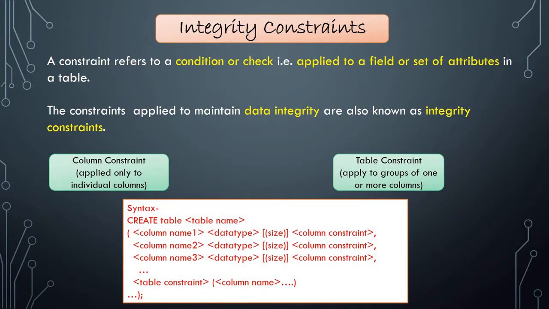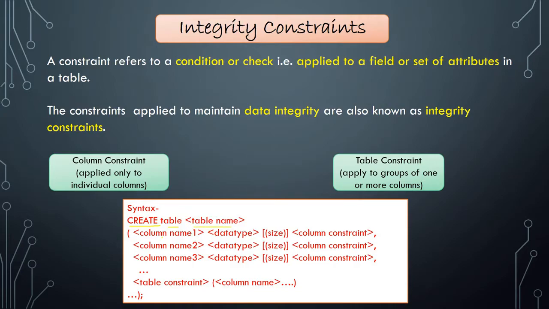So we have a syntax. The first thing is create table, because integrity constraints are applied along with the table structure. Where we are defining the table, we will apply the integrity constraint at the same time. So the first word is create. Next is table, as we need to create a table. After that we need to give a table name.